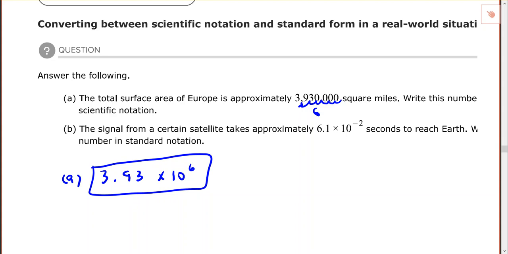All right, B says that the signal from a certain satellite takes approximately 6.1 times 10 to the negative 2 seconds to reach Earth. Write the number in standard notation. So I know that that's a negative exponent, so I know that my standard form is a small number. Since I'm multiplying times 10 to the negative second, I'm really dividing by 100. This tells me to move my decimal 2 places to the left, since that's division.